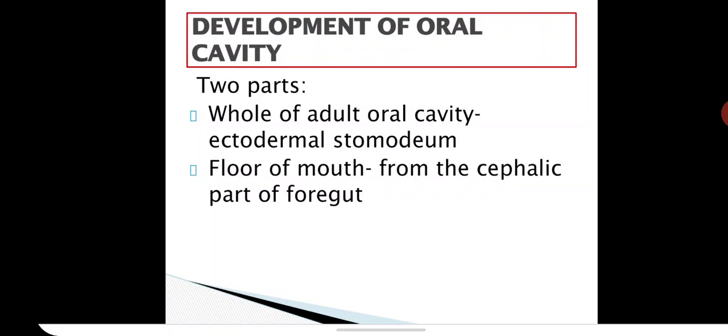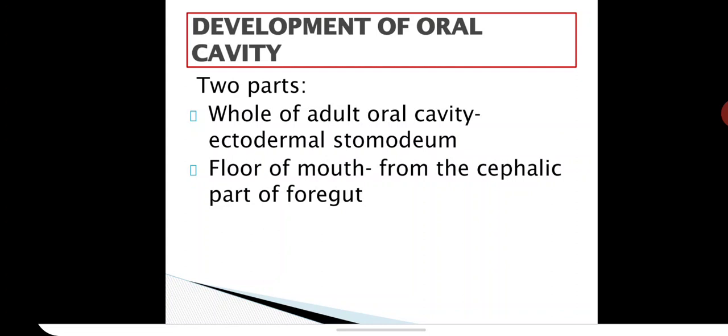What are the derivatives of this? Primitive, ectodermal stomodium, and the definitive, endodermal part of the foregut. So first, the stomodium is divided by the development of the primitive and permanent palates into nasal and oral cavities. The oral part of the stomodium forms the mucous lining of the cheek, lips, gums, and enamels of the teeth. The nasal component of the stomodium forms the mucous membrane of the nasal cavity, nasal septum, and the palate.